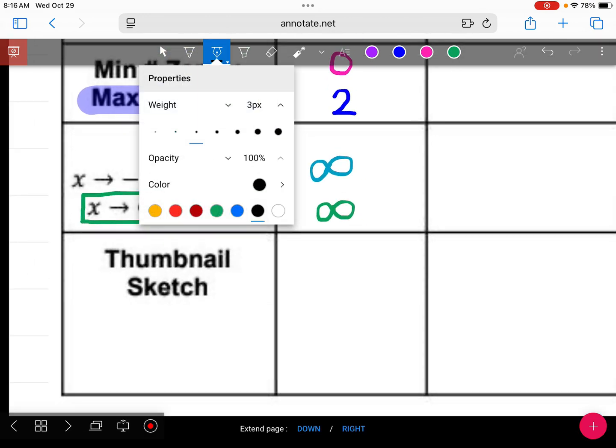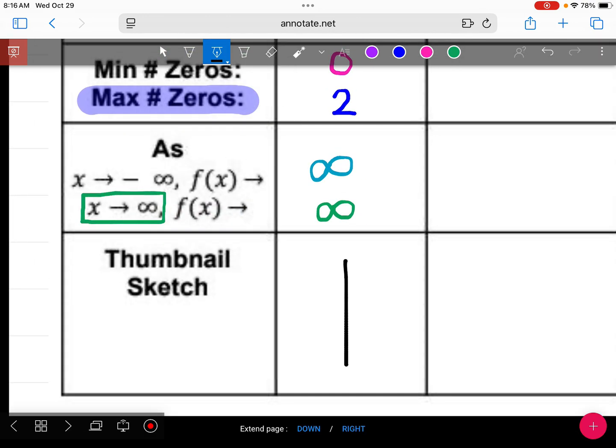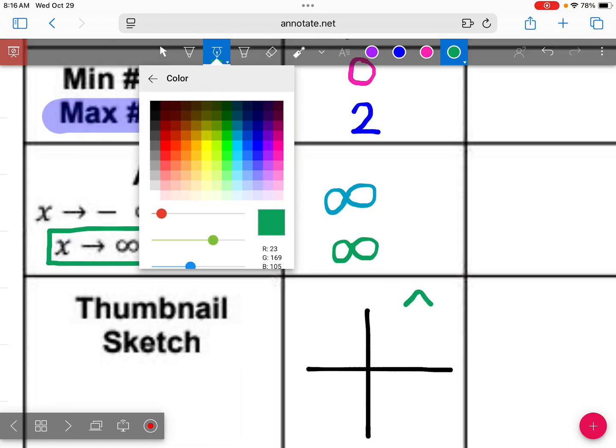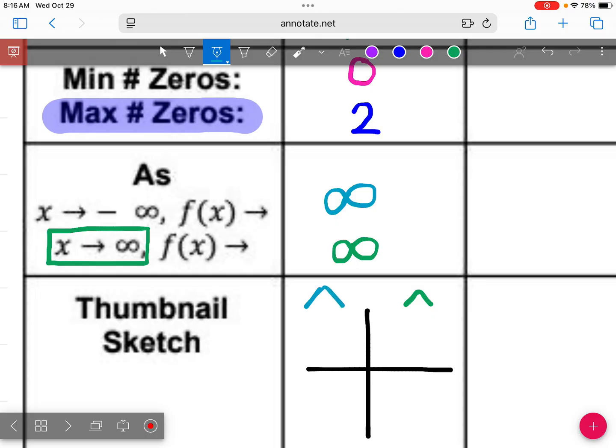For our little thumbnail sketch, that just means we're catching a vibe as close as we can. I know my right arrow is going to go up. I know my left arrow is going to go up. I can have at most 2 roots. I don't have to have any. I could just connect this up as it is. Just go whoop, ta-da. That would work.